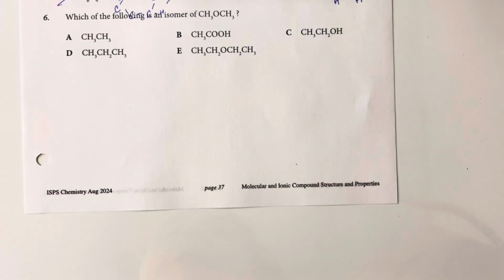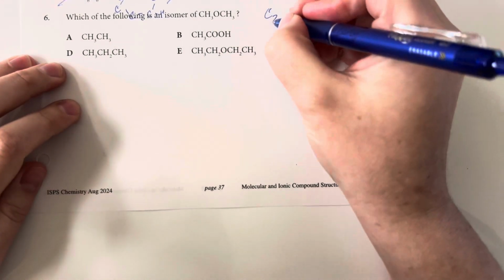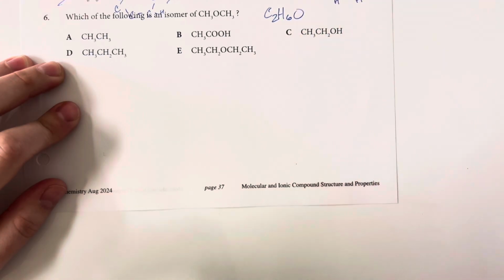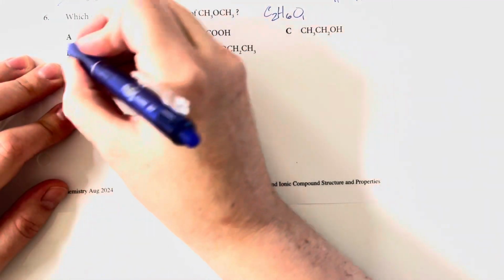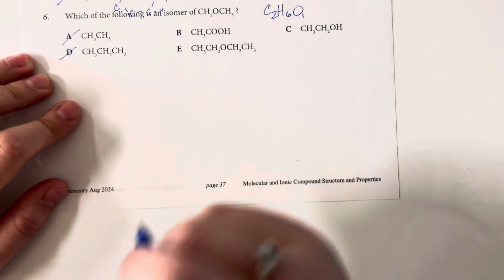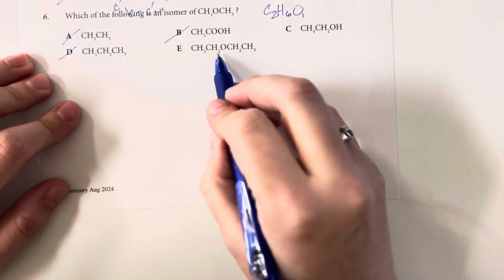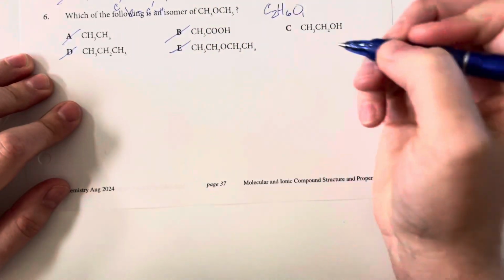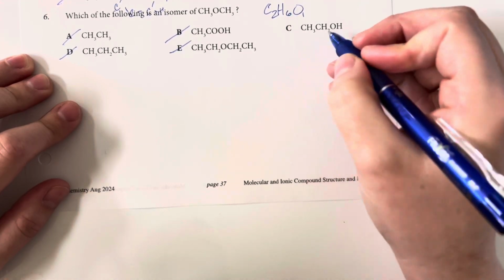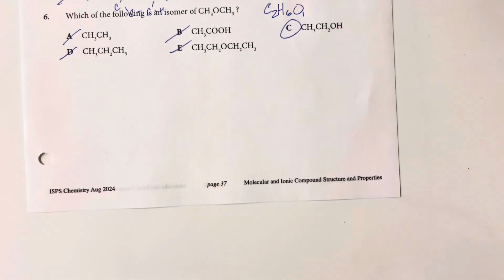Lastly, which of the following is an isomer of CH3OCH3? Again, for isomers, I need it to have the exact same formula. So I need 2 carbons, 6 hydrogens, and a single oxygen. This has no oxygen. This has too many carbons, too many hydrogens, and no oxygen. This has too many oxygens. This has too many carbons, too many hydrogens. This has the correct number of carbons, hydrogens, and oxygens. So C is my final choice.